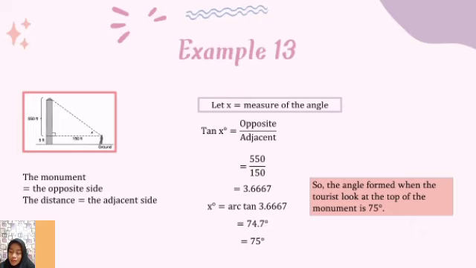x equals arctangent of 3.6667. So the value of x is 74.7 degrees, and rounding up it equals 75 degrees. So the angle formed when the tourist looks at the top of the monument is 75 degrees. This is done for this example.